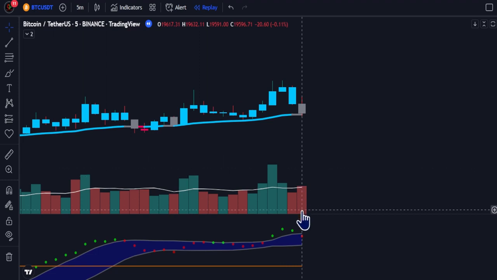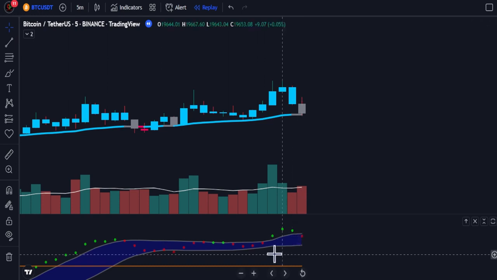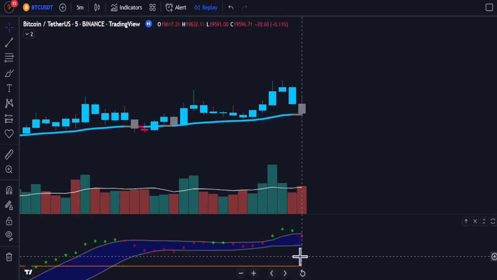Third, the volume during the pullback must have a strong volume. To confirm that, we must see the volume bar above the white line. Lastly, the improved MACD indicator must be seen above the 0 line. After that, we will wait for the red dots to turn to green before entering.